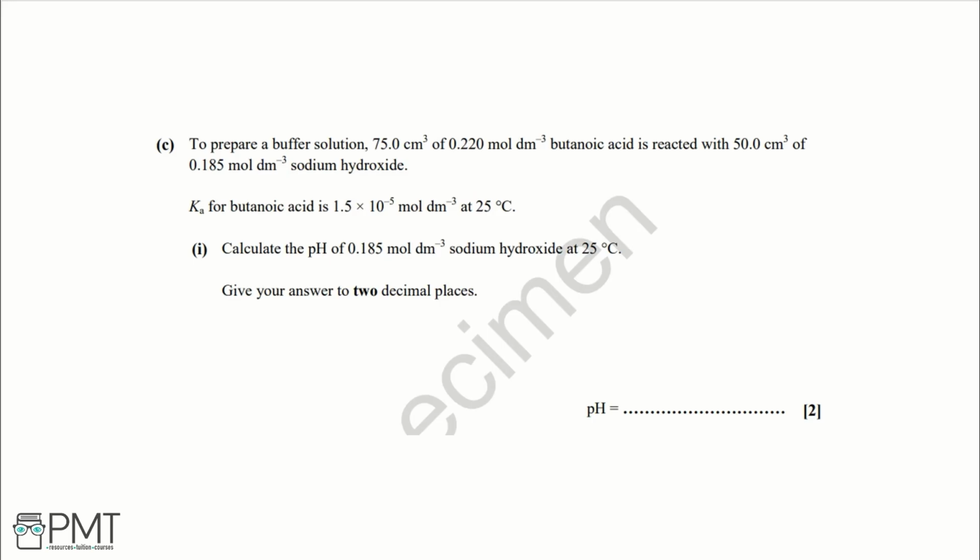Part C. To prepare a buffer solution, 75 centimeters cubed of 0.22 moles per decimeter cubed butanoic acid is reacted with 50 centimeters cubed of 0.185 moles per decimeter cubed sodium hydroxide. The Ka for butanoic acid is 1.5 times 10 to the negative 5 moles per decimeter cubed at 25 degrees Celsius. Part 1. Calculate the pH of 0.185 moles per decimeter cubed sodium hydroxide at 25 degrees Celsius. Give your answer to 2 decimal places.